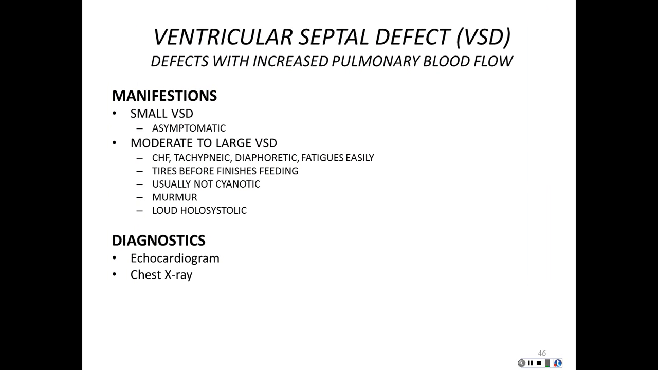Typically, these children are classified as small, moderate to large VSDs. Many of these children have a small VSD, and they can be asymptomatic with that small VSD. What we typically hear as we're doing our physical exam on these children is a systolic murmur. And the larger the defect, the louder the murmur, the greater the intensity of the murmur that we may hear.